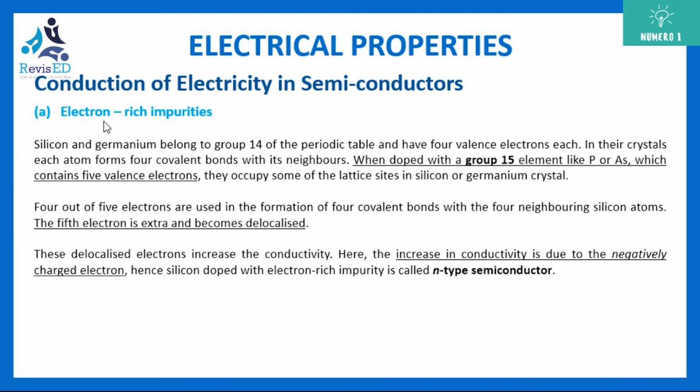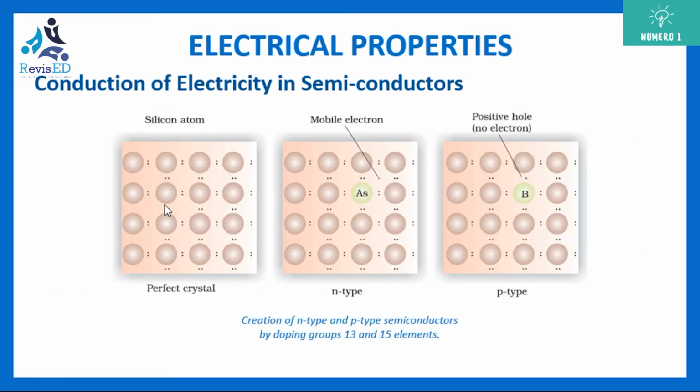So one is electron rich, the other is electron deficient. Now the first case is electron rich impurity. Let me just share the diagram directly with you all. Here it is, the diagram. This is your pure silicon structure, a perfect crystal, and all the atoms here are silicon atoms. Now if you add a group 15 element, that is As, arsenic, it has 5 electrons in the outermost shell. So 4 are used for bonding and 1 electron is free. That electron is free to move, that's why we call it a mobile electron.